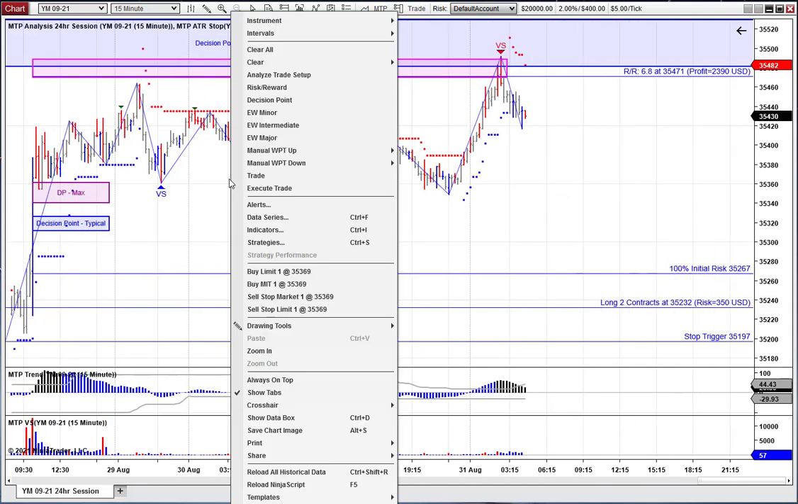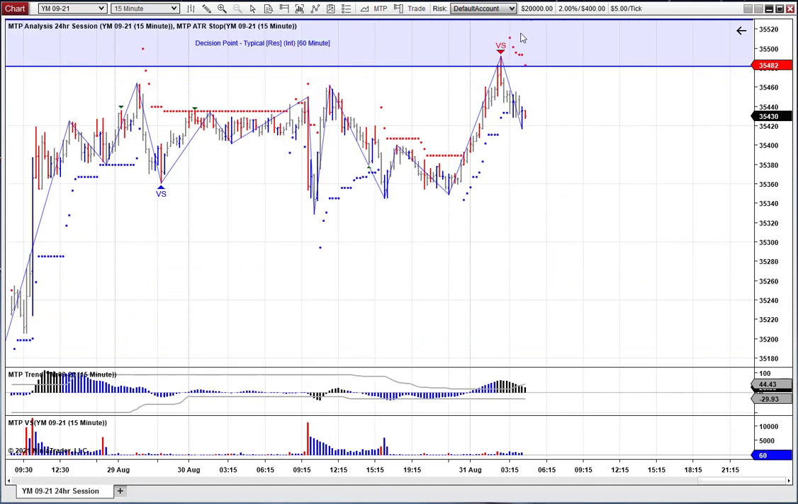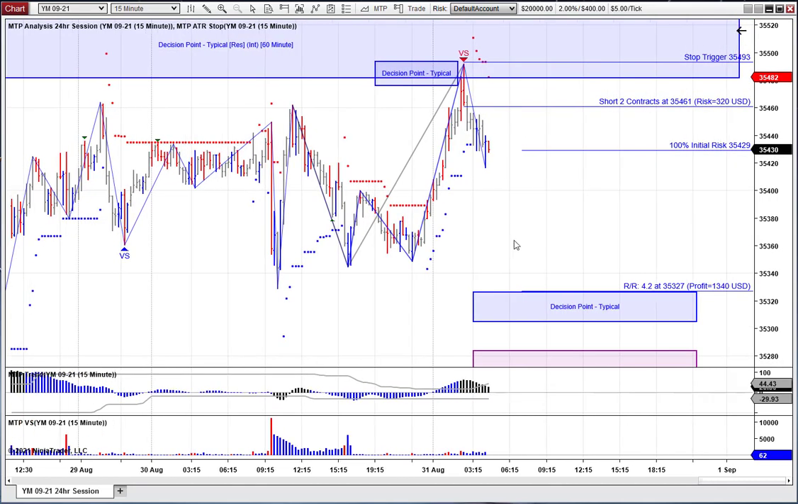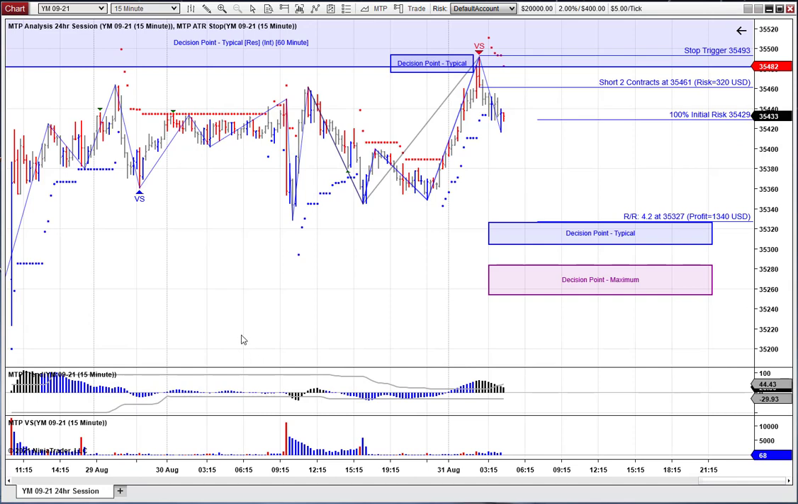We then had exactly the opposite coming in at this high here, where there was our higher time frame resistance, and now here's our shorter time frame sell for a potential trade setup down into this area for a potential 4.2 R profit. So hopefully this has been a good example of MTPredictor in action.